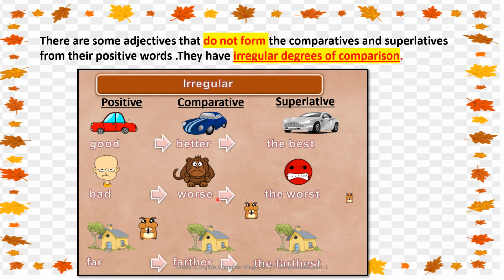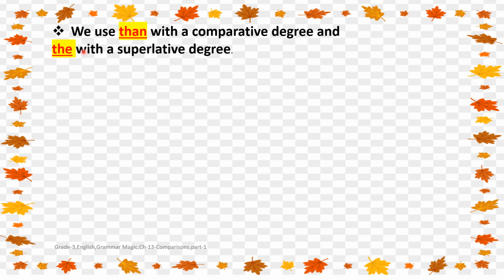Bad, something is bad, and if we want to compare the thing, we use worse. And if it is worse than that, we use the worst. Far, farther, farthest. We use than with a comparative degree and the with a superlative degree.